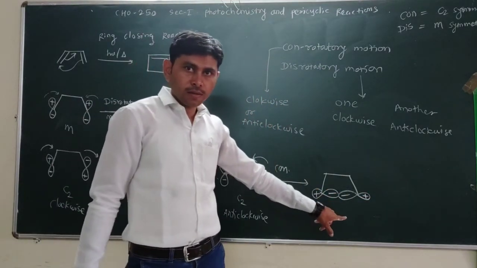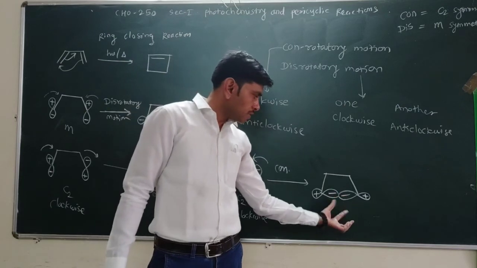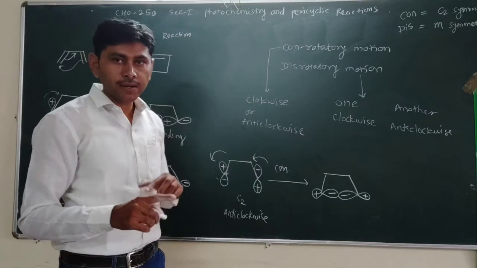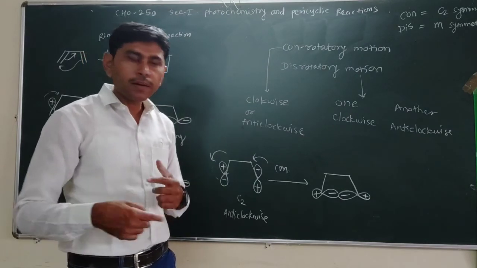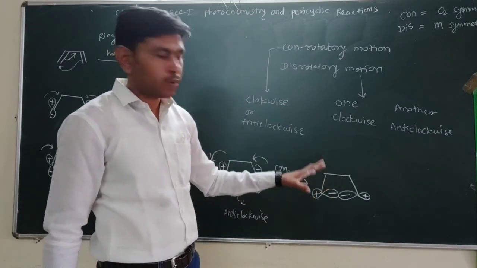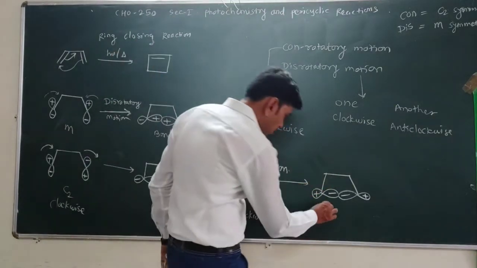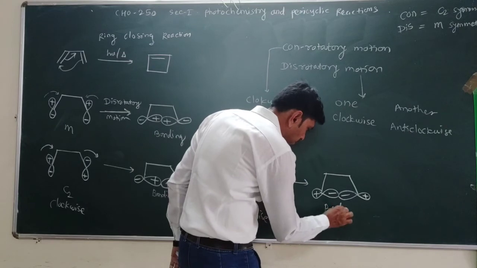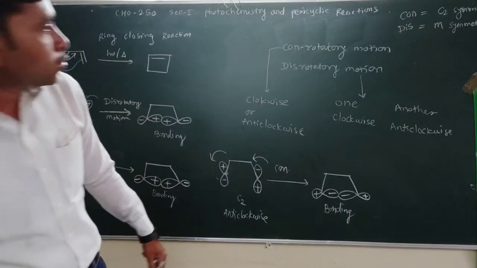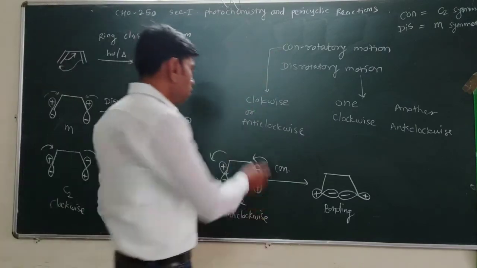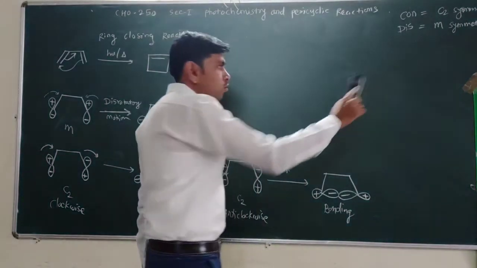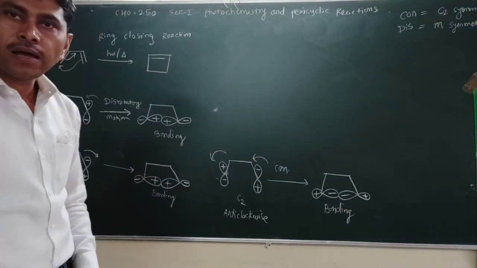So what is our observation? Both negative signs overlap here, which means same sign overlap. It may be either positive signs or negative signs. Due to same sign overlap, this is also called a bonding orbital. So con-rotatory motion is always associated with C2 symmetry, and dis-rotatory motion is always associated with M symmetry.